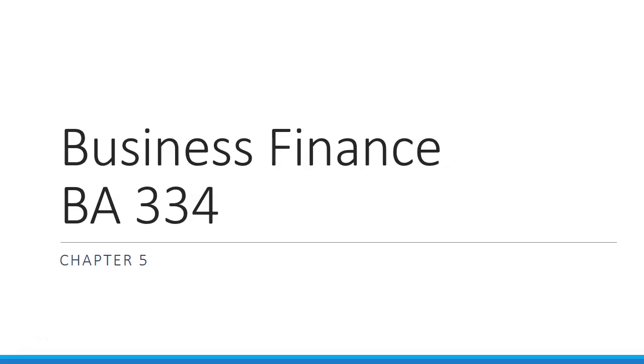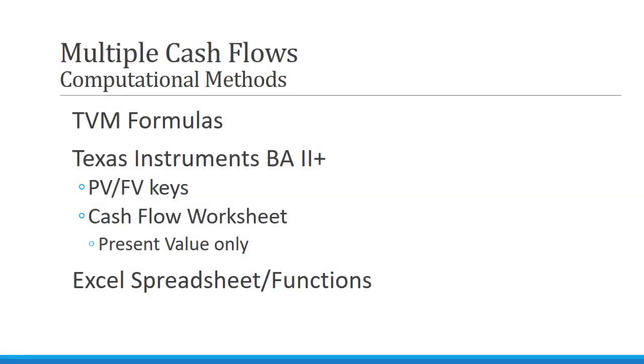Chapter 5 for Business Finance. In Chapter 5, we continue our discussion of the time value of money. In Chapter 4, we looked at the time value of money concepts and lump sum amounts. In Chapter 5, we're going to be looking at individual amounts and annuity amounts, so yearly amounts.